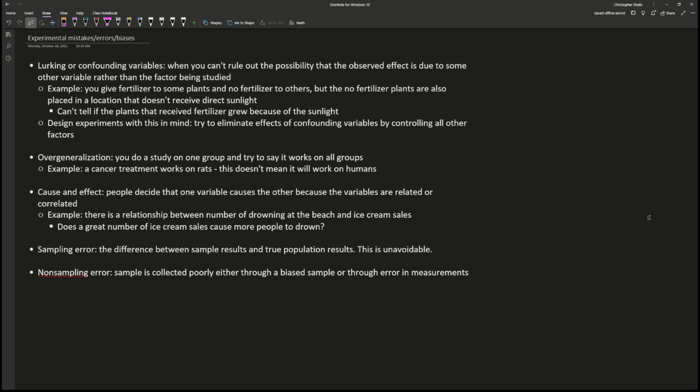Overgeneralization is when you do a study on one group and then you try to say that it works on all groups. For instance, doing a cancer treatment on rats. Just because the cancer treatment works on rats, this doesn't mean that you can generalize this and say that this works on humans as well.